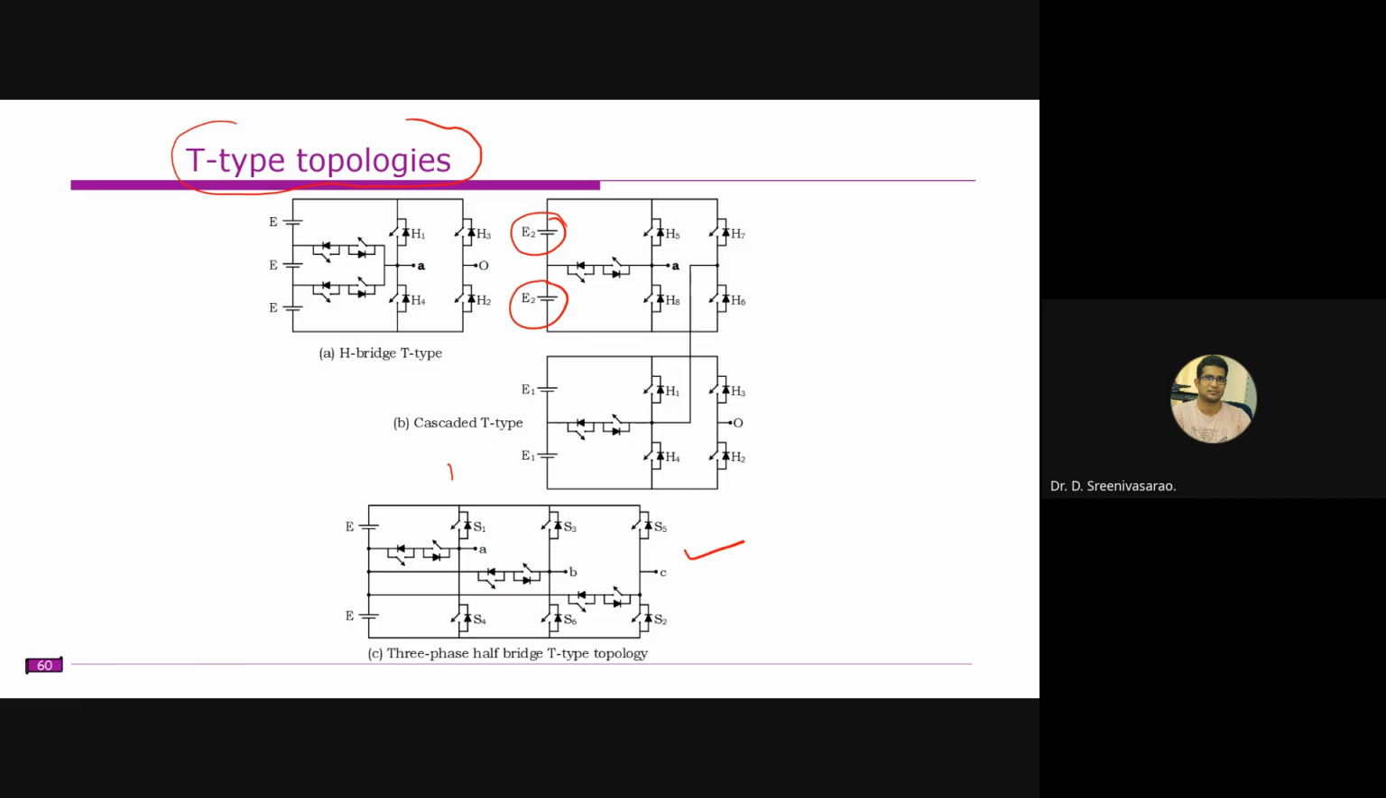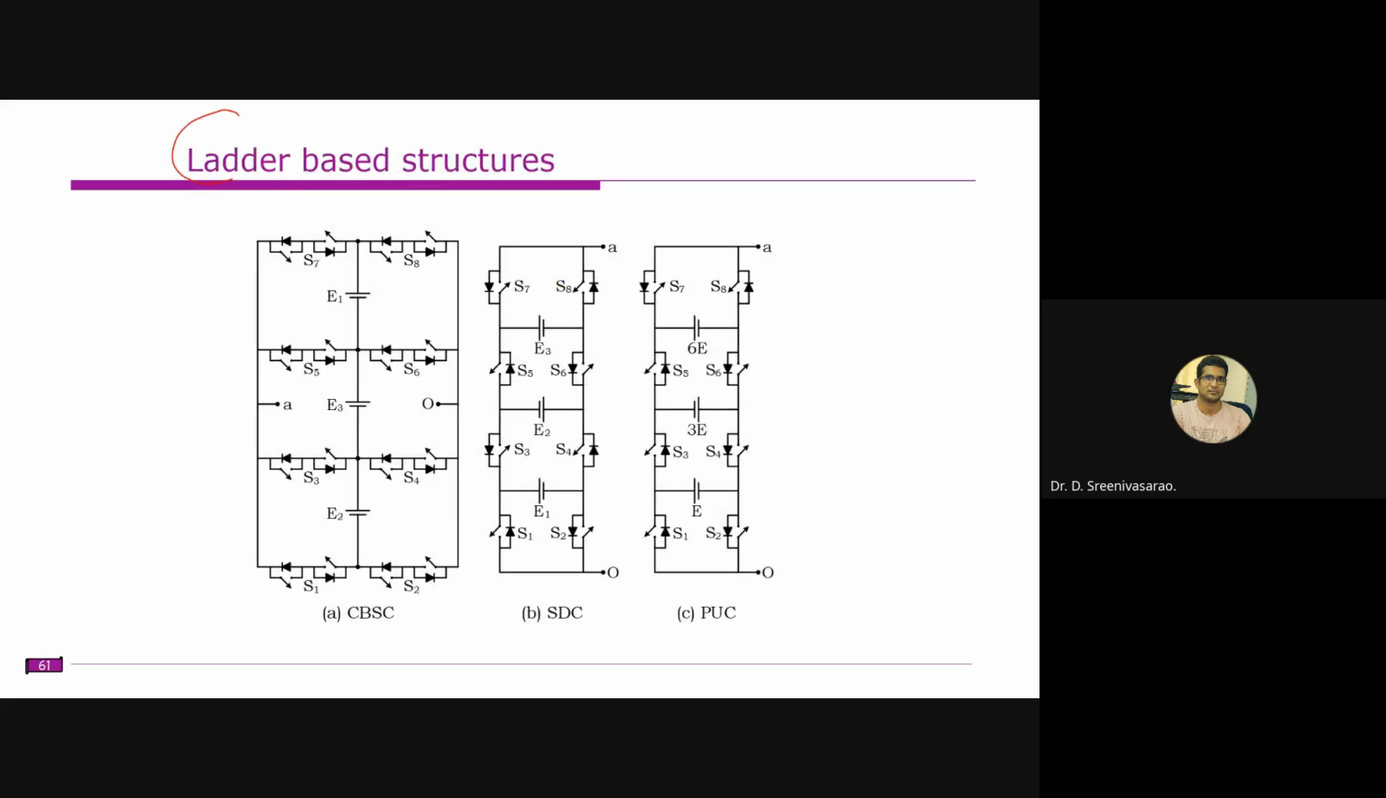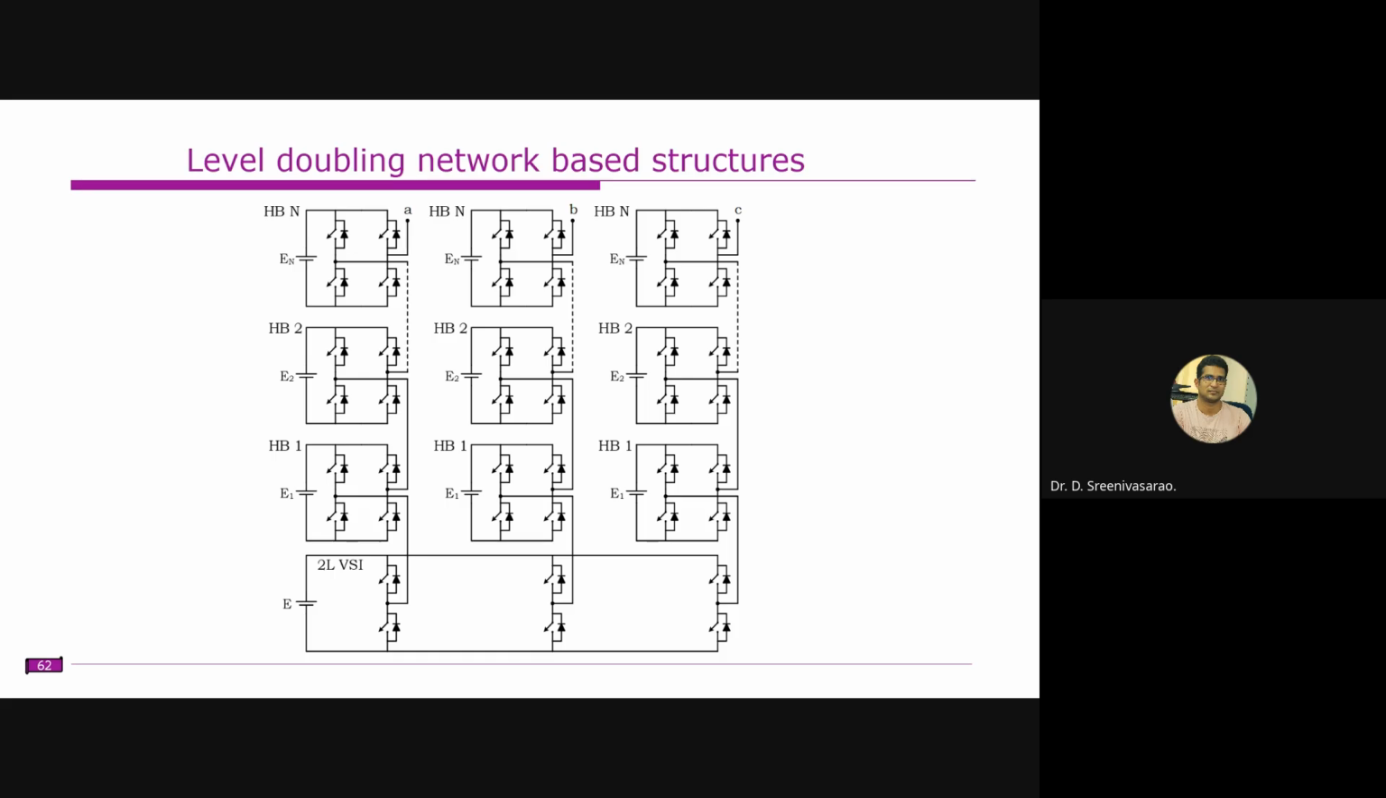This is an improvement. Another one is the ladder-based structures. For example, if you want some levels, you will need to traverse like this, or else you can travel like this, starting from point A, to get the number of levels. So these are ladder-based structures, and this one is the level doubling networks. We have a simple two-level inverter, and this is the cascade H bridge. We cascaded these two together so that you can increase the number of levels. This is known as the LDN network, level doubling networks.